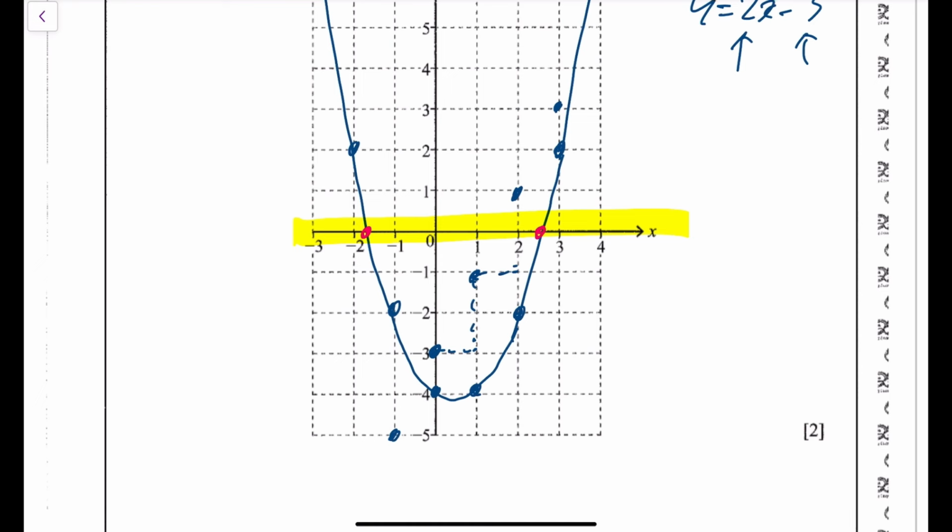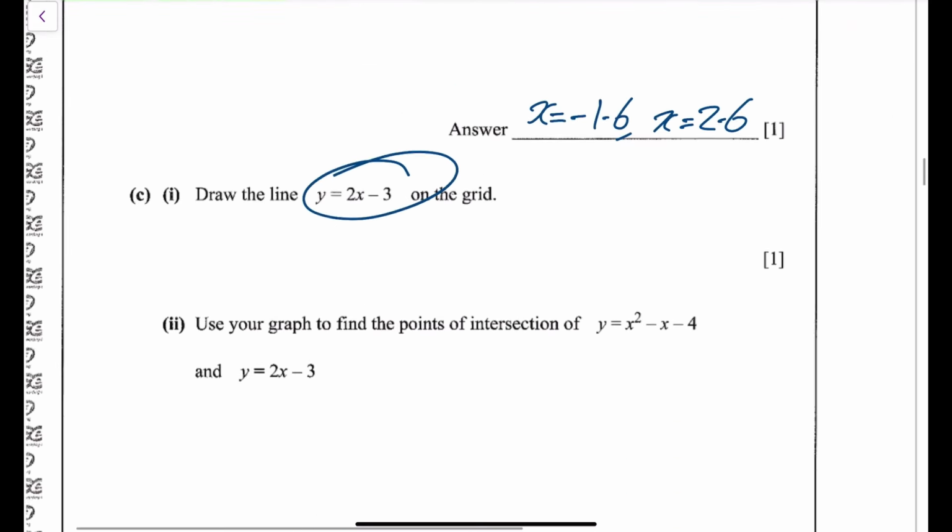If I then go up with a ruler, going through all those points. Again, this is very rough to do on this thing. I apologise for that, but this is as best as I can do to show you. Okay, so there's my line, y equals 2x minus 3. So that's that done.